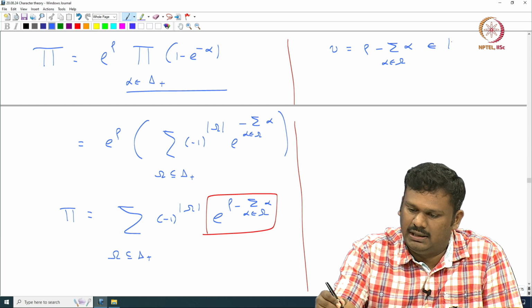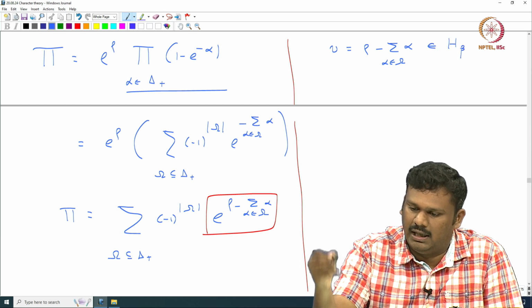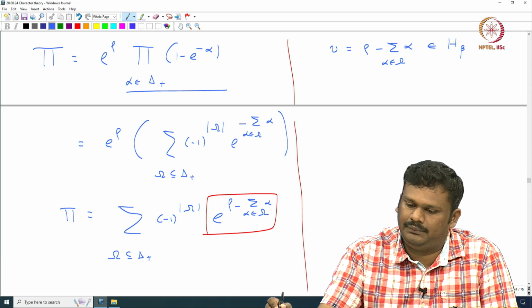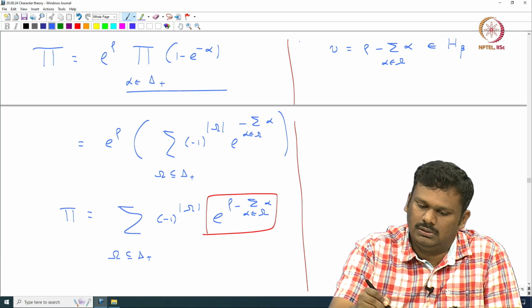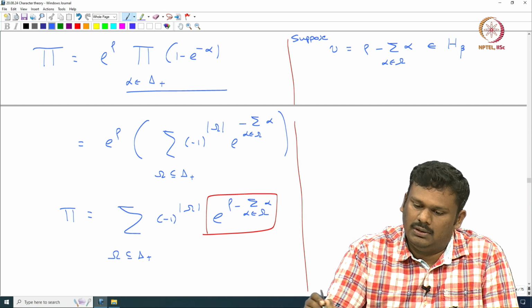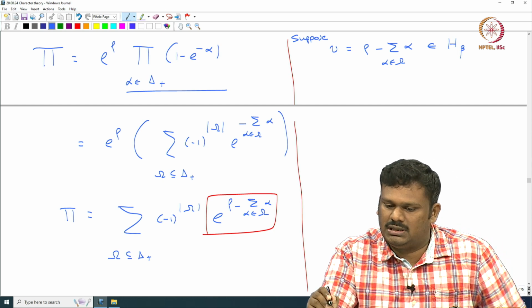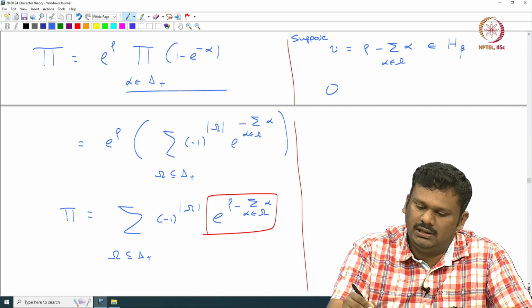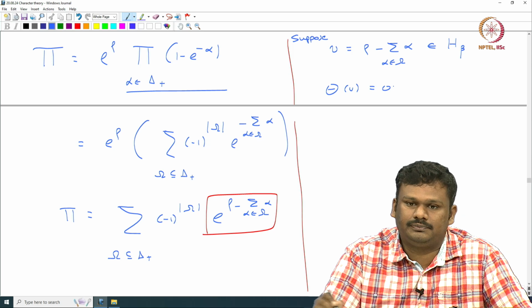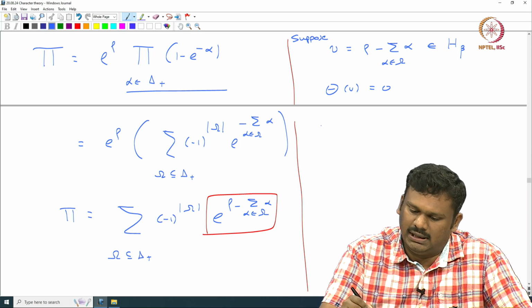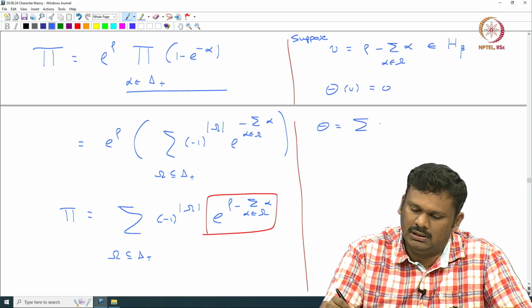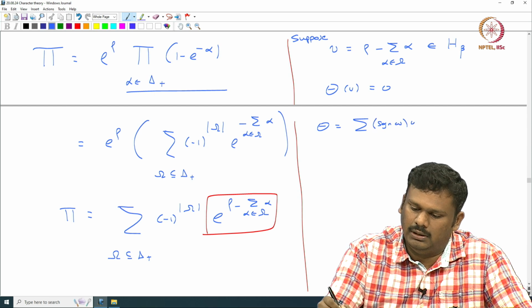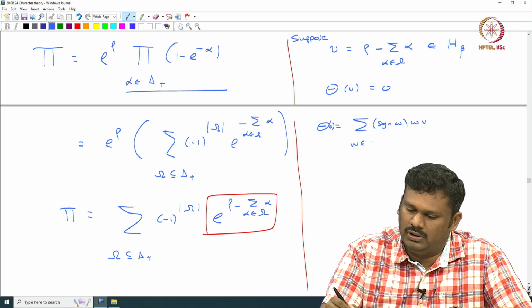Which is there in one of the reflecting hyperplanes, let us say H beta. Okay. So, suppose we have omega which is a subset of delta plus, for which this V lies in H beta. Then it is not hard to see that this theta of V must be 0, because what is theta? Theta is nothing but summation sine of W times W. So, theta of V is going to be W V, where W comes from the Weyl group.